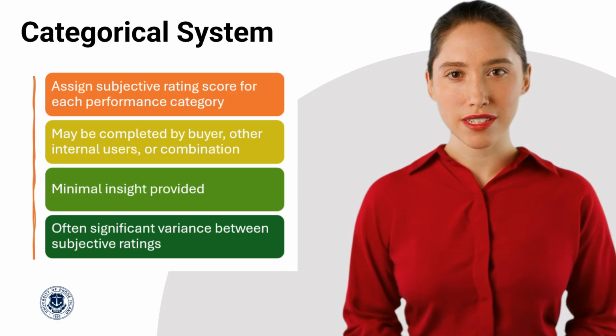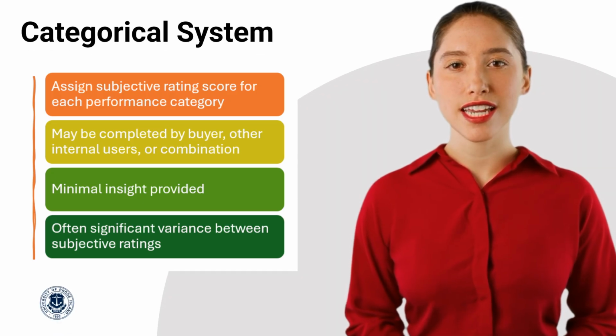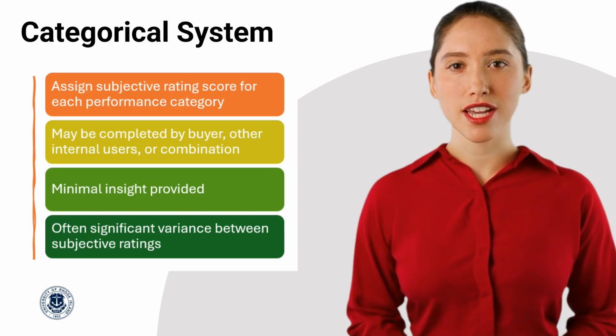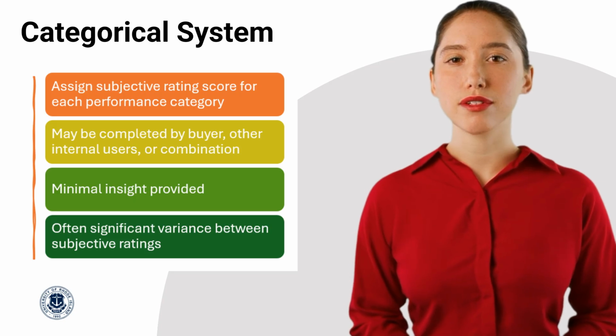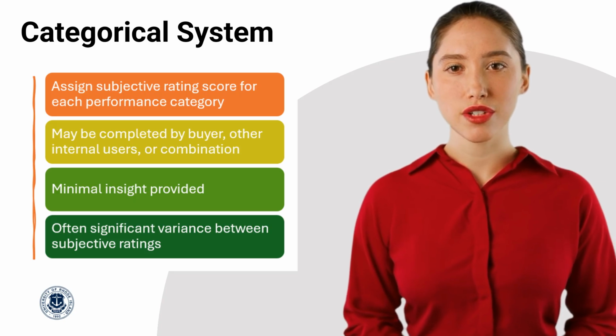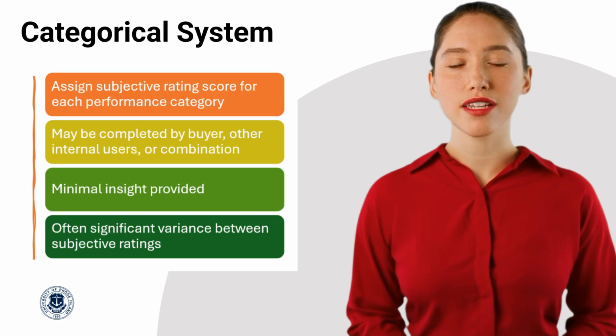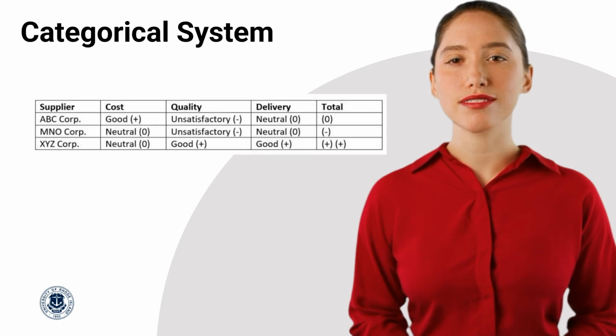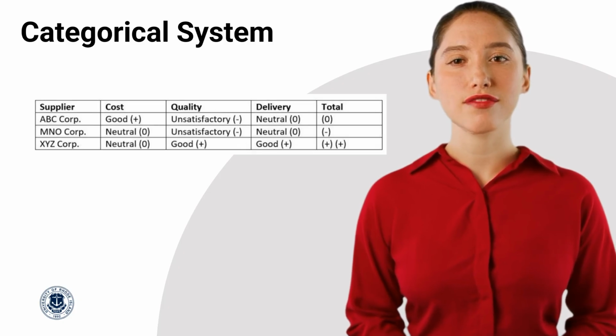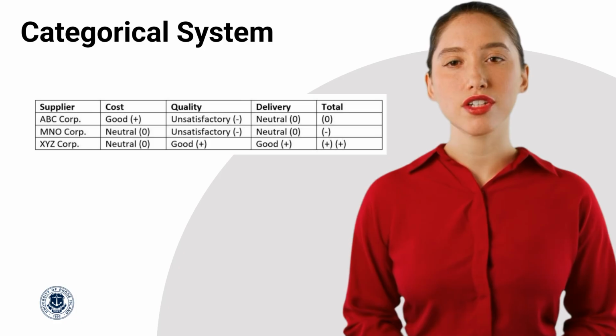The categorical system assigns subjective ratings to each performance category. The evaluation may be done by a buyer, internal users, or both. It provides minimal insight and often shows large differences between evaluators because it is subjective. An example of this might be buyers assigning performance ratings of each evaluation attribute on a scale of good, neutral, and poor.